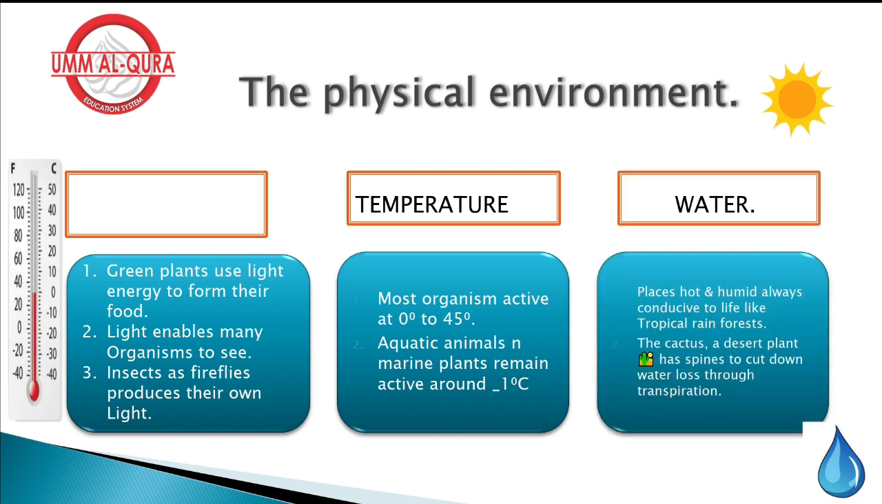The third part of the physical environment is water. Water is essential for life, and it is present in every organism. Tropical rainforests are conducive to life because they are warm and wet. They provide the needed wetness and warmth to grow more plants. Just the opposite of the rainforests, the cactus, a desert plant, has spines instead of leaves to cut down water loss through transpiration. It also has a thick stem to store water.